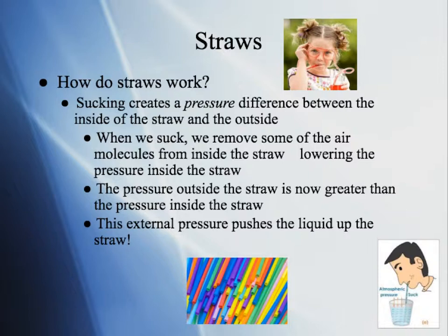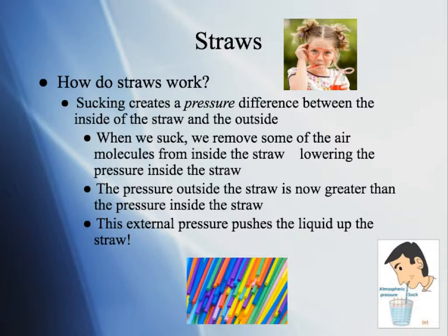It has to do with pressure. Sucking creates a pressure difference between the inside of the straw and the outside of the straw. When we suck, we remove some of the air molecules from inside of the straw, which lowers the pressure on the inside of the straw. Okay? Now, once that pressure is lowered on the inside of the straw, the pressure on the outside is greater than the inside. And so the external pressure is pushing the liquid up the straw.